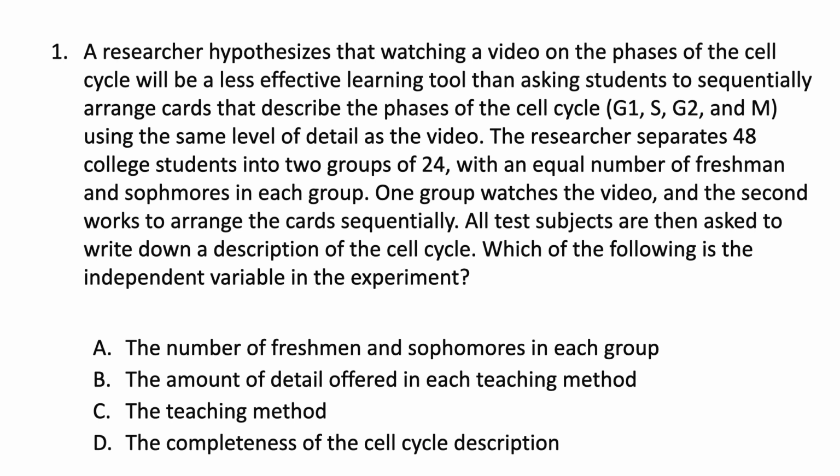The completeness of the cell cycle description, right? That would be the dependent variable. How well did the students do? Well, it depends, right? What method did they use? So the independent variable is the teaching method, C.